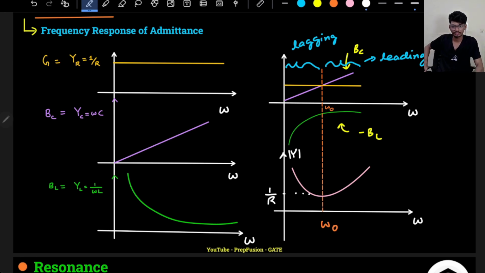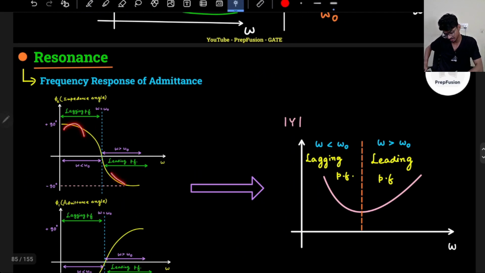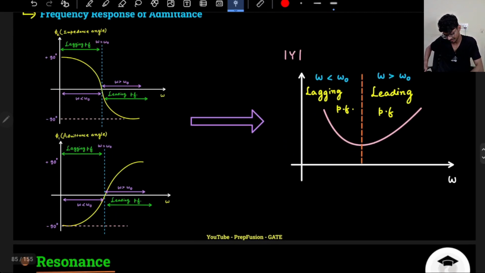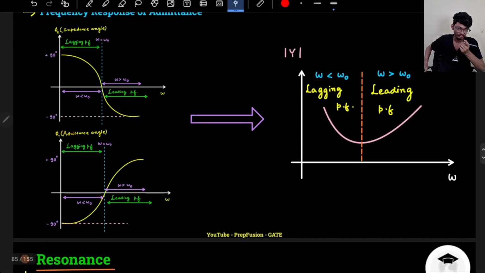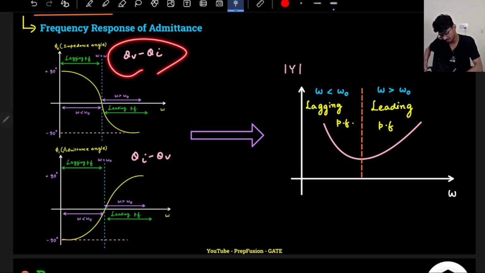I hope you have understood this point. So same thing we have done here. Initially it is lagging power factor, then it is leading. As it is lagging, the angle will be positive. I'm talking about the impedance angle, not the admittance angle. The admittance angle will be negative because it is the inverse of the impedance. Impedance angle is theta v minus theta I. Admittance angle is theta I minus theta v. This is the impedance angle and this is the admittance angle, that's it.